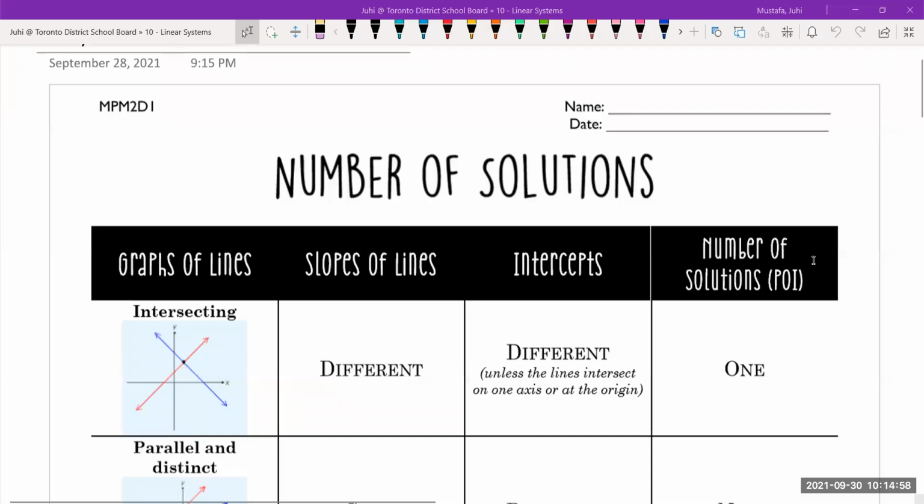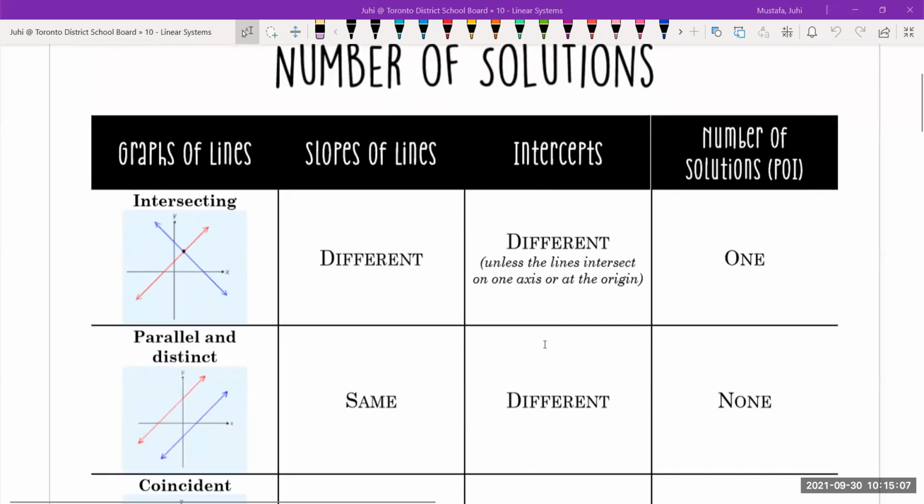Okay, so for the second part, we're talking about number of solutions. It's related to the first lesson, so it's kind of a continuation. I told you guys this entire unit, we are going to be graphing two lines. And those two lines can be graphed in three different ways. So there are three different scenarios that I want to talk about.